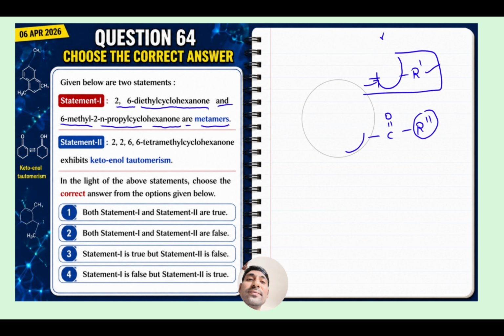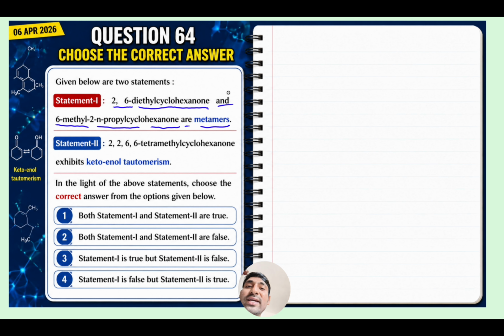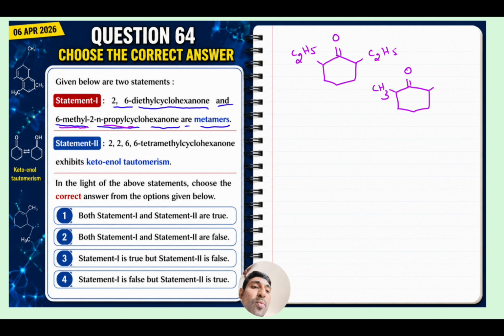In the question they have given 2,6-diethyl cyclohexanone. First we should draw the structure. This is cyclohexane, and this is cyclohexanone. They gave 2,6-diethyl, so at the second position there is an ethyl group and at the sixth position also an ethyl group, C2H5. Now I take the other one, 6-methyl-2-n-propyl cyclohexanone. It is cyclohexanone, with 6-methyl meaning CH3, and n-propyl CH2CH2CH3. This is the propyl group.